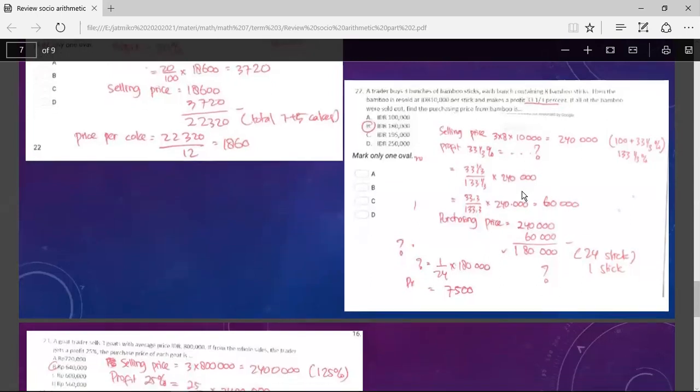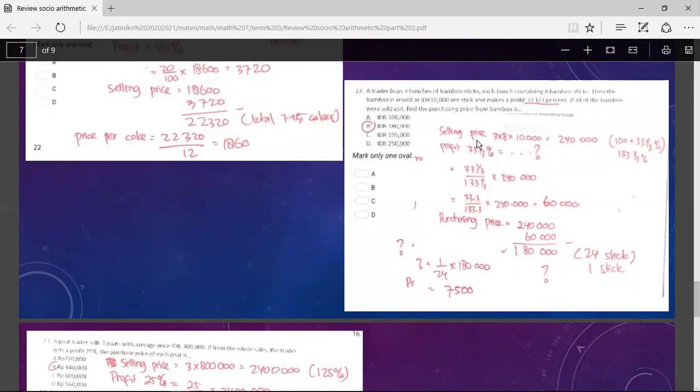And then they're asking about the purchasing price. So how to find the purchasing price? Because this number is the selling price, we cannot calculate the profit from the selling price directly. We have to know the purchasing price first, and the purchasing price is what is asked in this question. So what we have to do is use comparison.